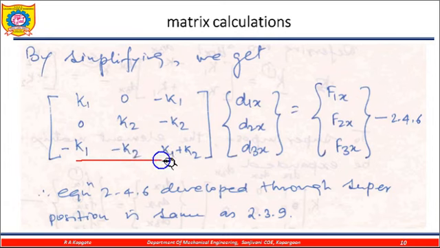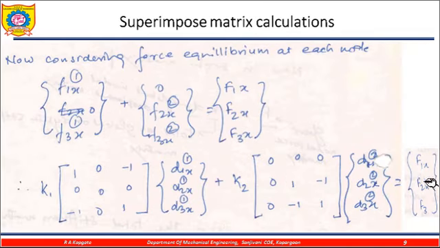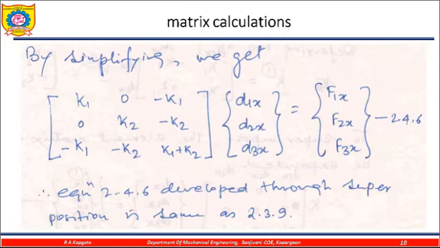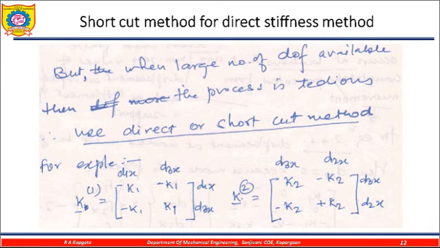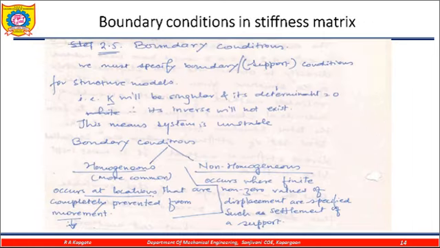Here you can see this is k1, k2 with the hat. Here the forces are f1x, f2x, f3x, while here you can see the small f1. So we are assembling this, and finally we get the global parameters. So this is the global stiffness matrix. By using these methods we are able to find the global stiffness matrix.